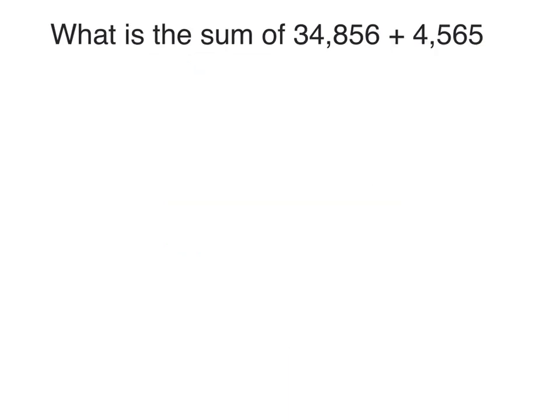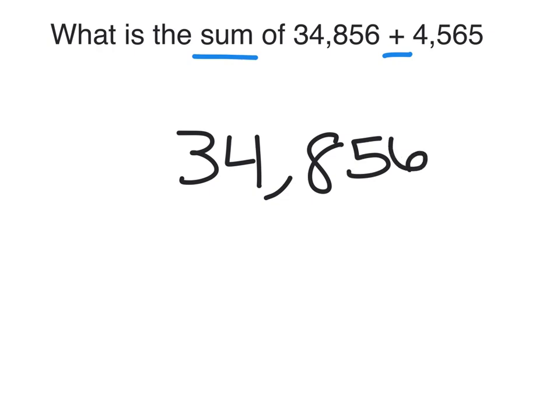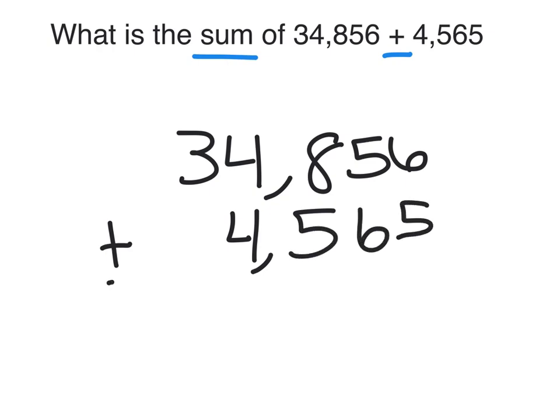Alright, so this problem right here says, what is the sum of 34,856 plus 4,565? And the most important thing is going to be the word sum, and we know that sum means to add together. So let's do a standard algorithm with this. When I write out 34,856, my number one rule is to make sure that they are all lined up. If they're not lined up, then we're going to have a miscalculation. Alright, so they're all lined up, the numbers are where they have to be. So let's start.